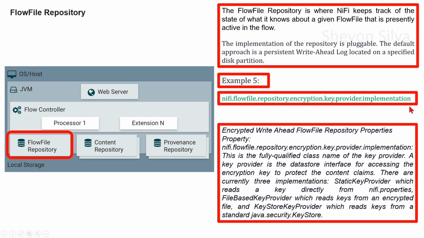There are currently 3 implementations. Static key provider, which reads a key directly from nifi.properties. File-based key provider, which reads the keys from an encrypted file, and key store key provider, which reads keys from the standard security java.security.KeyStore.